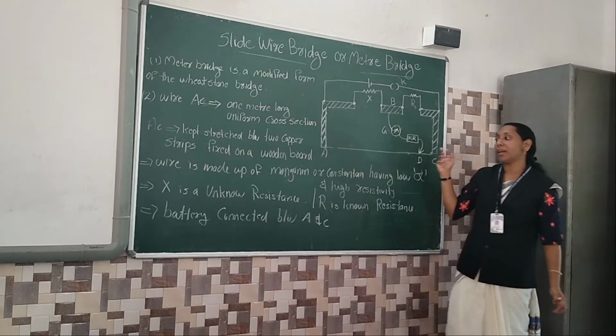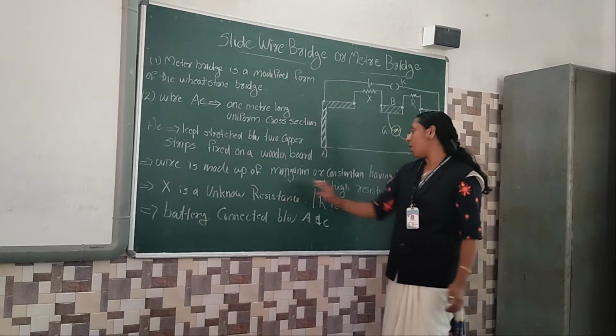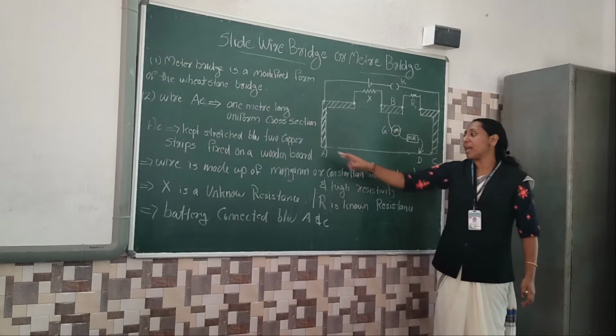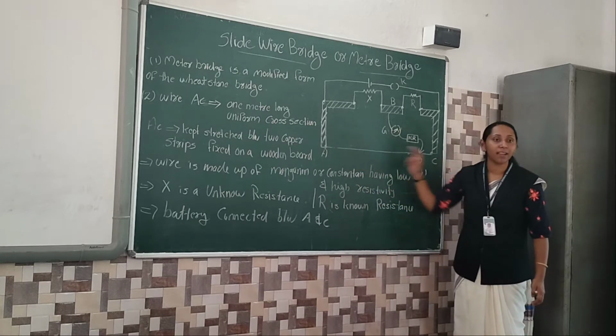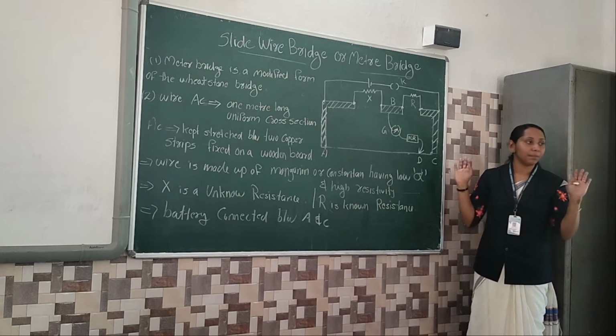That wire is commonly made up of manganin or constantan. Some of these elements will be costly also. So that element helps to structure these wires A to C. What is the length of the wire? 1 meter. This much clear?